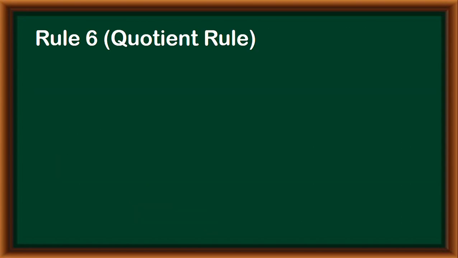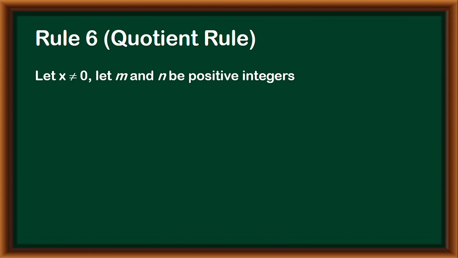next rule. Rule number 6. Paano yung rule number 6? So, rule number 6, let x not be equal to 0, let m and n be a positive integer. Dapat yung m and n consider natin as positive po, hindi po negative, okay? So, case number 1, ano yung mangyayari sa case number 1? In case na mas malaki si m, kumpara kay n, then x raised to m over x raised to n is equal to x raised to m minus n.